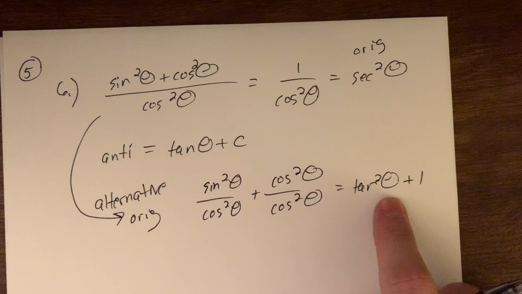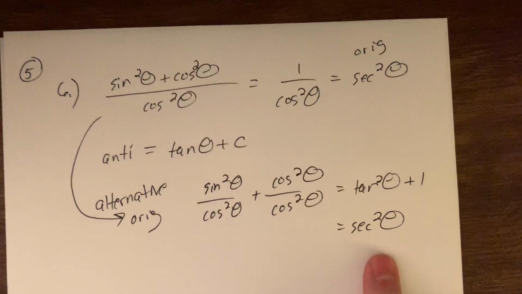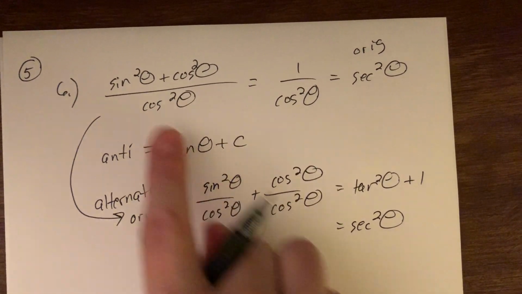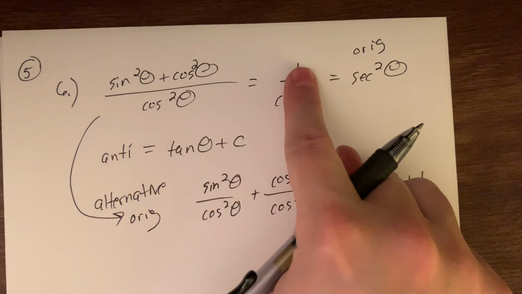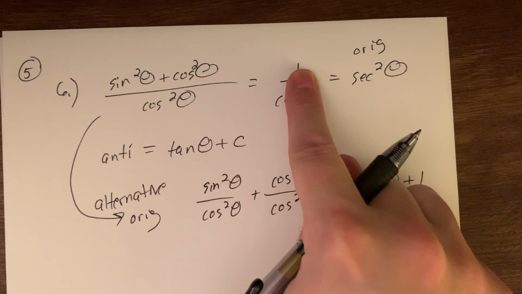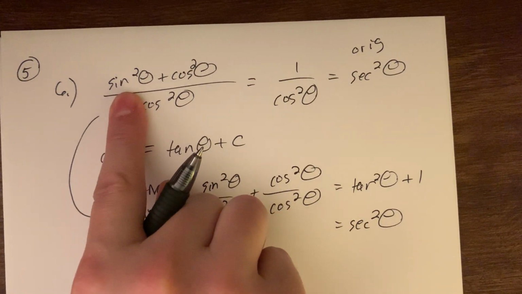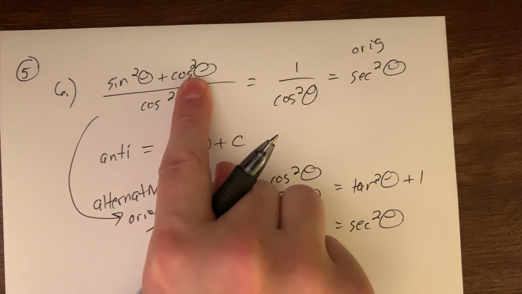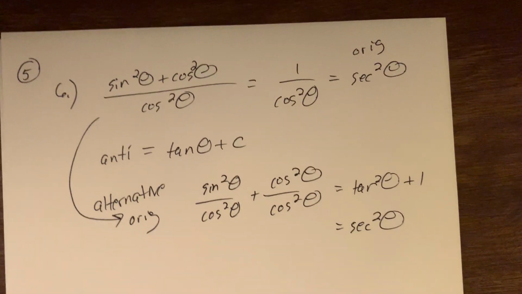But this is another identity. It's just not as commonly known. Tangent squared plus 1 is secant squared. It all comes from that Pythagorean identity, sine squared plus cosine squared equals 1. Take that, divide everything by cosine squared, and we get exactly this identity. Sine squared divided by cosine squared is tan squared. Cosine squared divided by cosine squared is 1. And the 1 we used to get divided by cosine squared is secant squared.